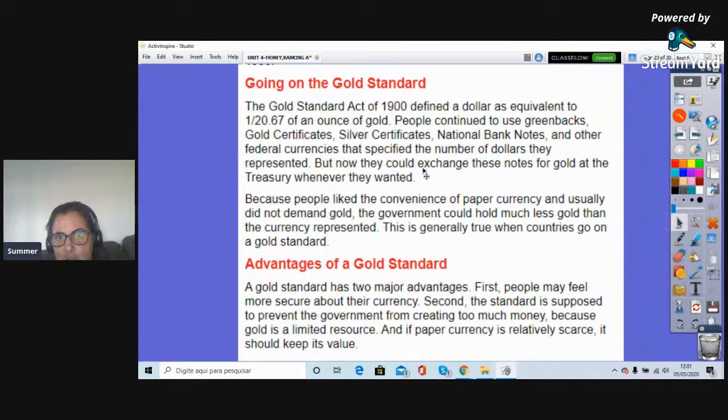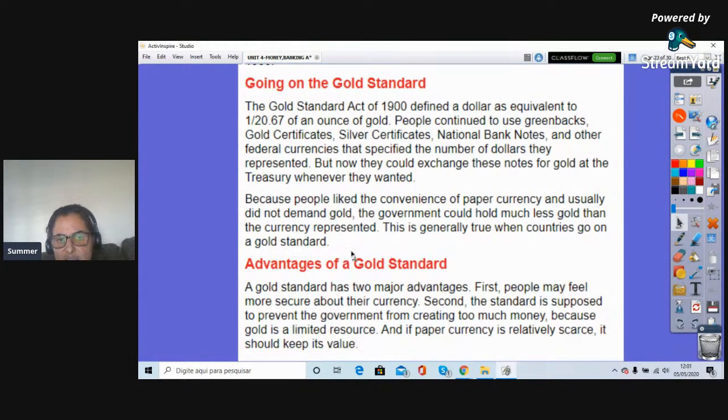So people can use what? Greenbacks, gold certificates, silver certificates, national bank notes, okay, to exchange them for gold at the treasury whenever they wanted. But the people liked the convenience of paper currency and they usually did not demand gold. So the government could hold much less gold than the currency represented. This was generally true when countries go on gold standard.